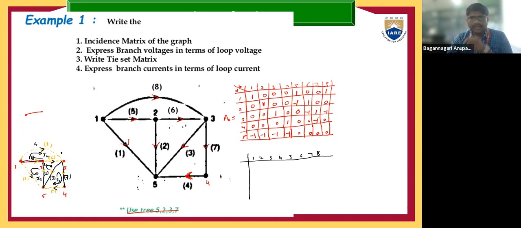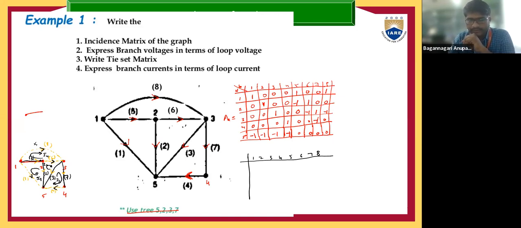I think we don't have two links to follow, right? In this loop, we have two links in common between these two. So we consider I4, but instead of taking this link, we take these whole branches, right? Because there is a condition for writing the Tieset matrix. What is the condition we have? We should have only one link, because if you have two links, what direction of current are we going to take?